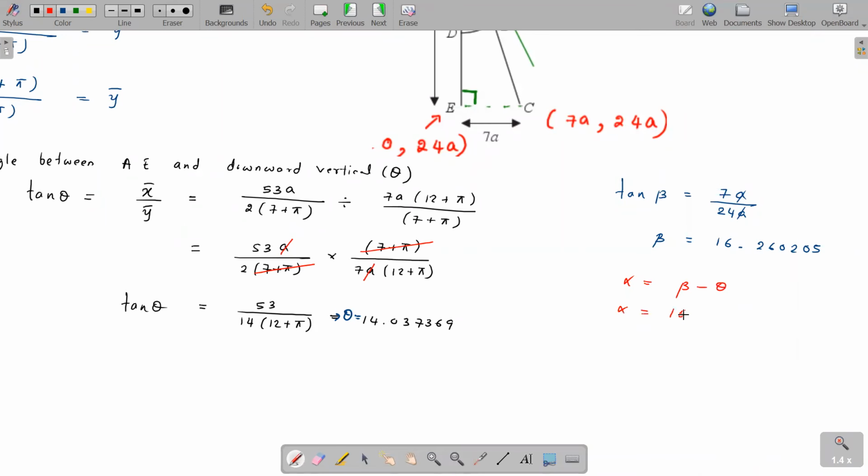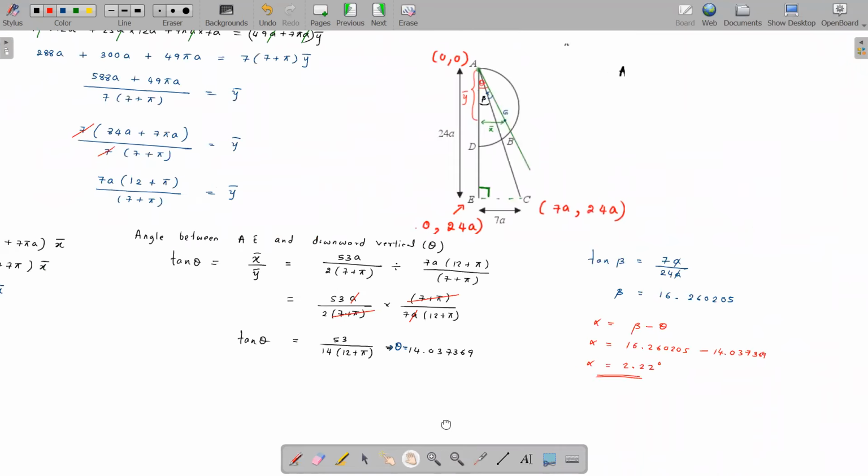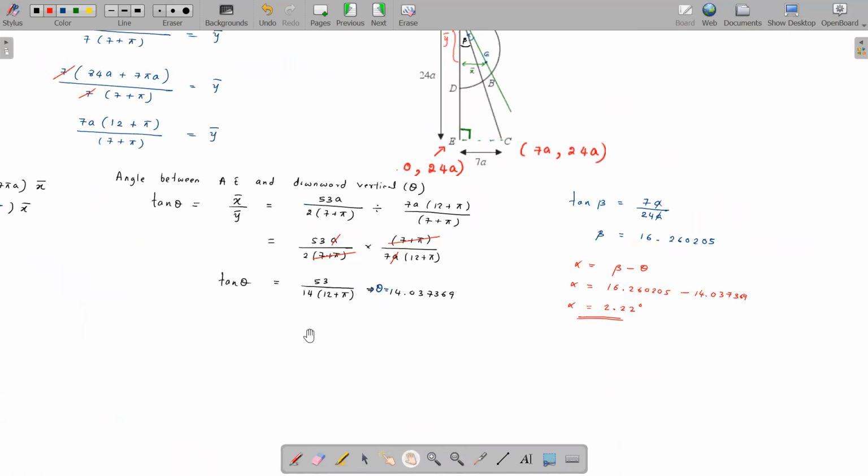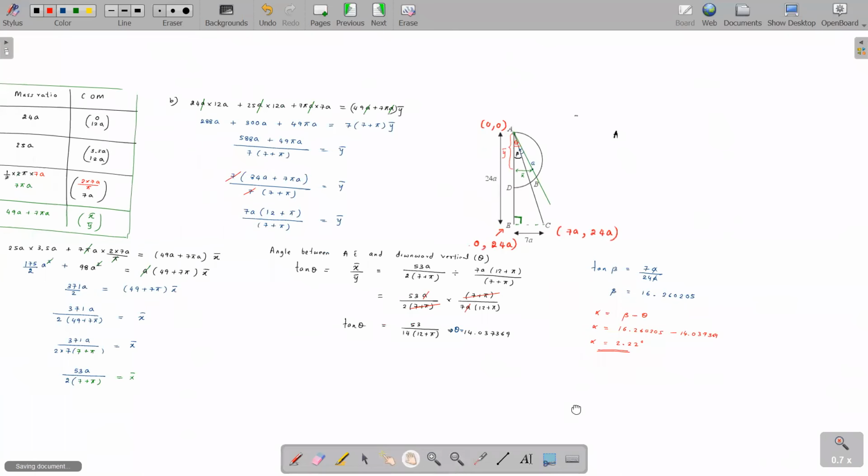So beta is 16.260205, subtracting with 14.037369. How much is alpha? 2.2232. So to 3 significant figures, 2.22 degrees. Have they told us to give the answer to 2SF or 3SF? Have they told? No, they've not told. So then find the value of alpha. So this is it. This is my value of alpha.